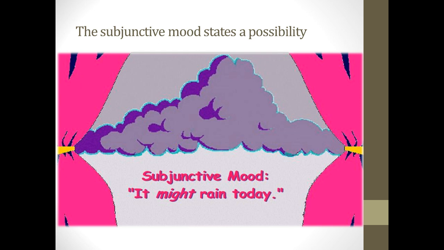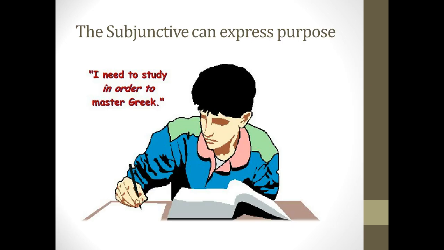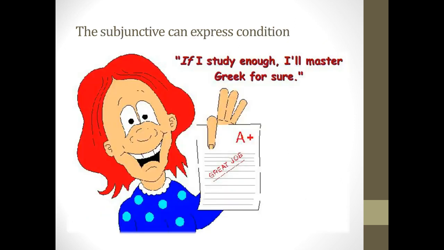The subjunctive, though, can do other things. The subjunctive mood can help us to express purpose. For instance, I need to study in order to master Greek. It helps us to understand the possibility of mastering Greek if we apply ourselves to the purpose that is in studying it. Or the subjunctive mood can express a condition: if I study enough, I'll master Greek for sure. These are some of the ways that the subjunctive mood can introduce to us the realm of possibility or contingency in Greek as you begin learning it here in Chapter 13.